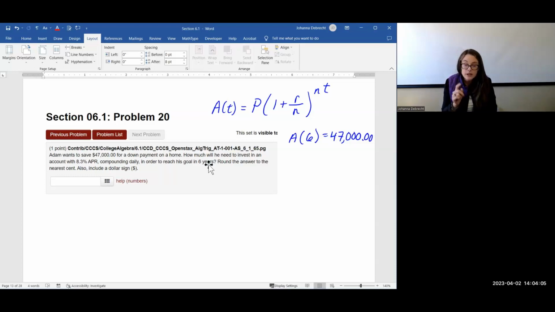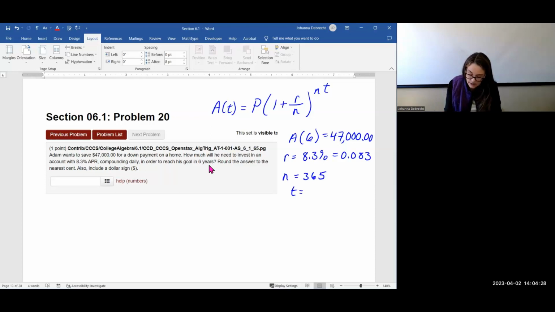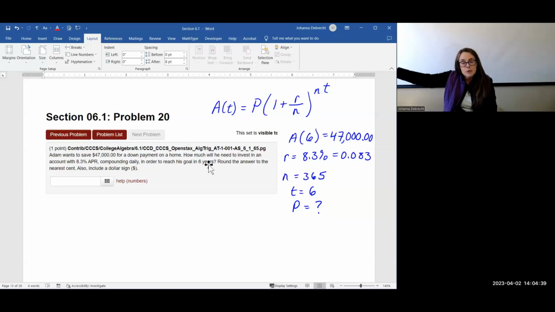Okay, well, I know it's 8.3%, so r equals 8.3%, which becomes 0.083 as a decimal, compounded daily. So we're going to use 365. All right, and we want to round to the nearest penny. Do I have everything I need? I think I have everything I need. I know t is going to be 6 years. The only thing I don't know is P. Well, that's what they're asking. How much money does he need to put in today so that he ends up with $47,000 in the future?